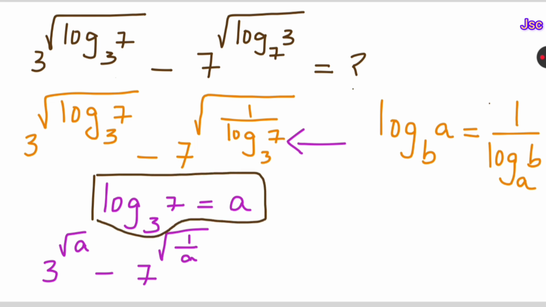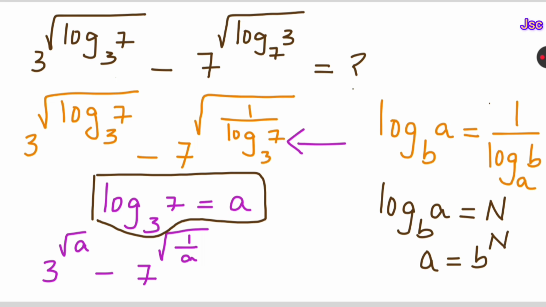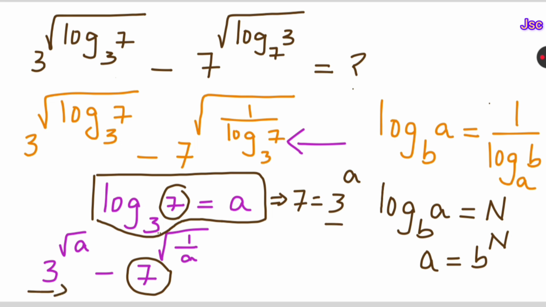We considered log 7 with base 3 as a. So use one more property: if log a with base b equals some constant n, then a equals b raised to the power of n, the base raised to the power of n. We can write this logarithm property in exponential form. Similarly, 7 equals our base, 3, raised to the power of a. Here we have 7, and we convert it in terms of 3, because here we have 3. So instead of 7 we can write 3 raised to the power of a.